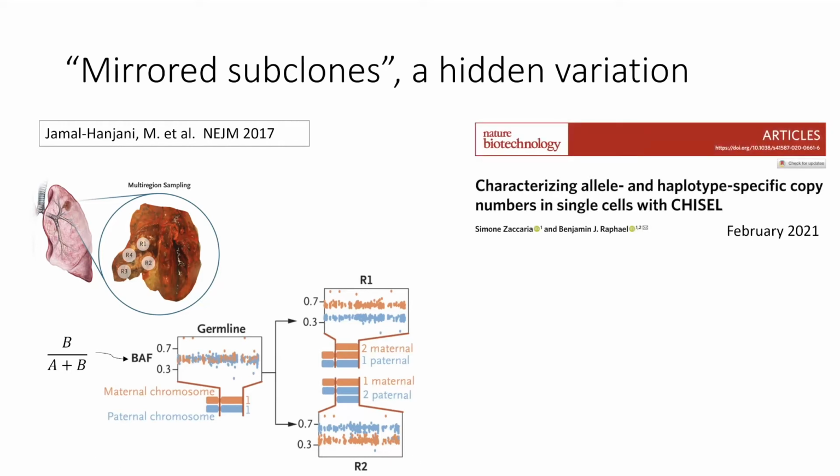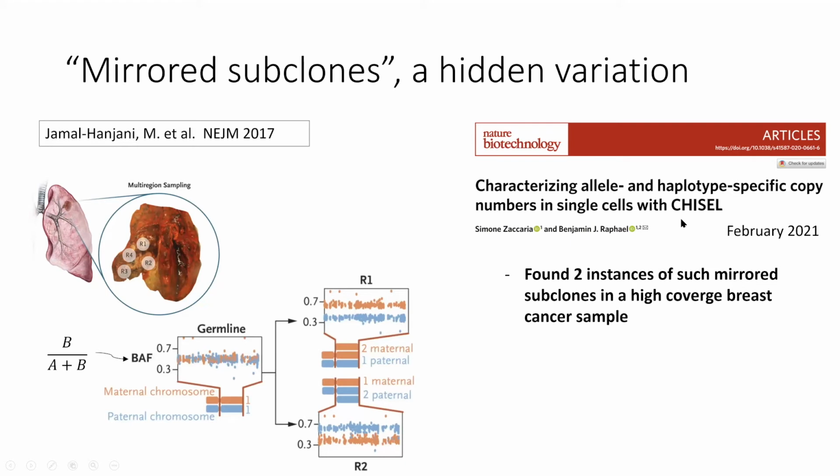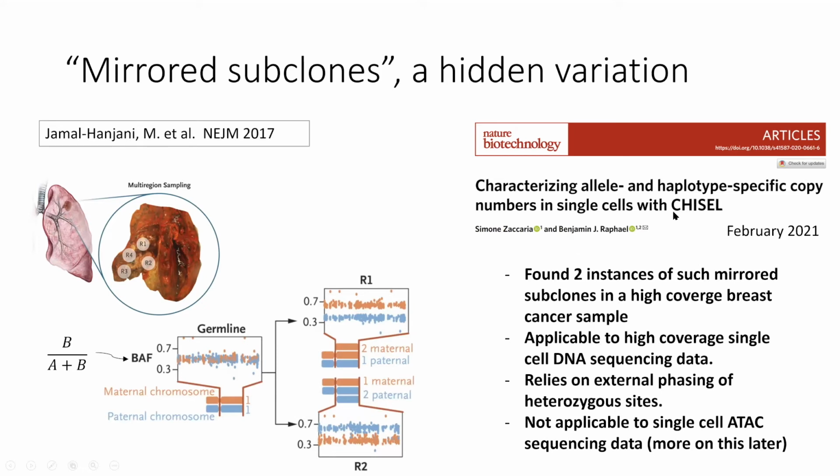I want to mention this study, which is a very nice paper published February of this year. They were doing something very similar to what we were trying to do, which is allele and haplotype specific copy numbers in single cells. Their method is called CHISEL. They looked at one very high coverage breast cancer sample at a single cell level, and they were able to find 2 instances of such mirrored subclones in the breast cancer. That tells you that these events do exist. But we felt that there was still a big gap in methodology, because with the CHISEL method, they were trying to look at allele specific copy number, but because of the way their model works, they were only applicable to very high coverage single cell DNA sequencing data.